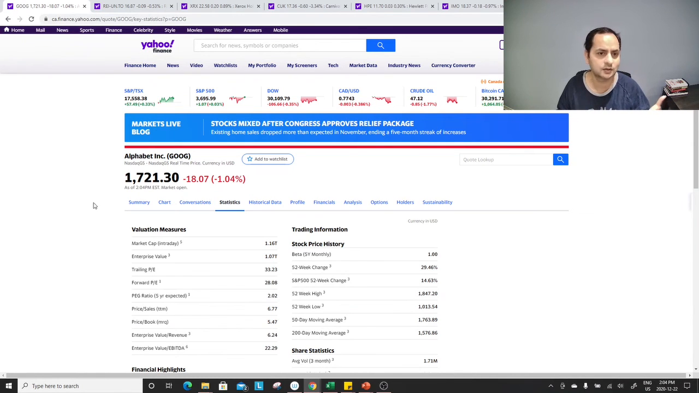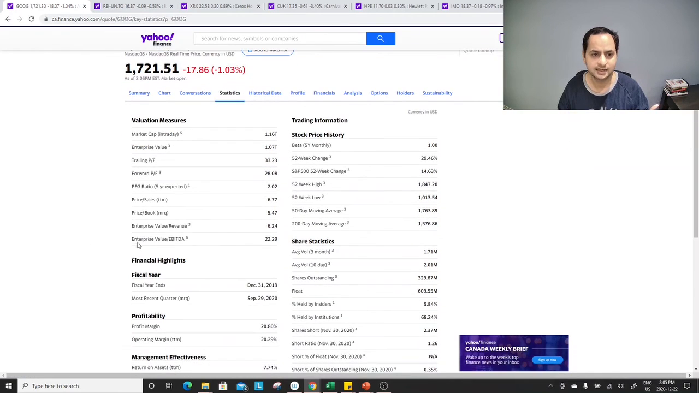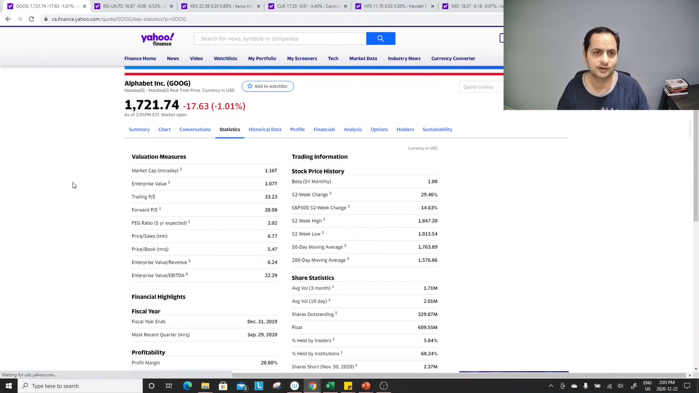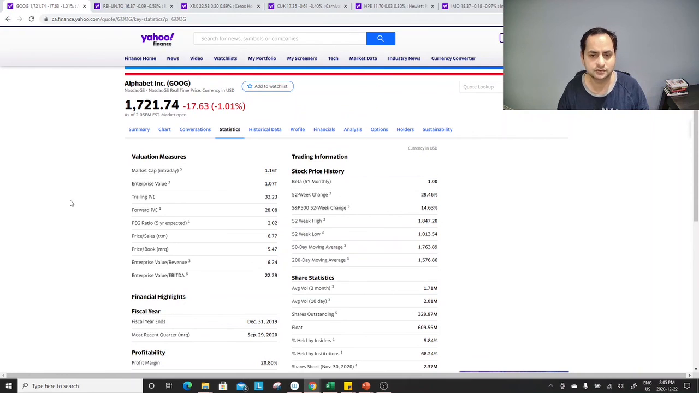Let's take, for fun, the Google stock. If I go to Google and click on the stats, here you see the price to book is 5.47, right? 5 times its book value, whereas the PE is 33. But for sure this is a giant stock, although the share is dropping today.